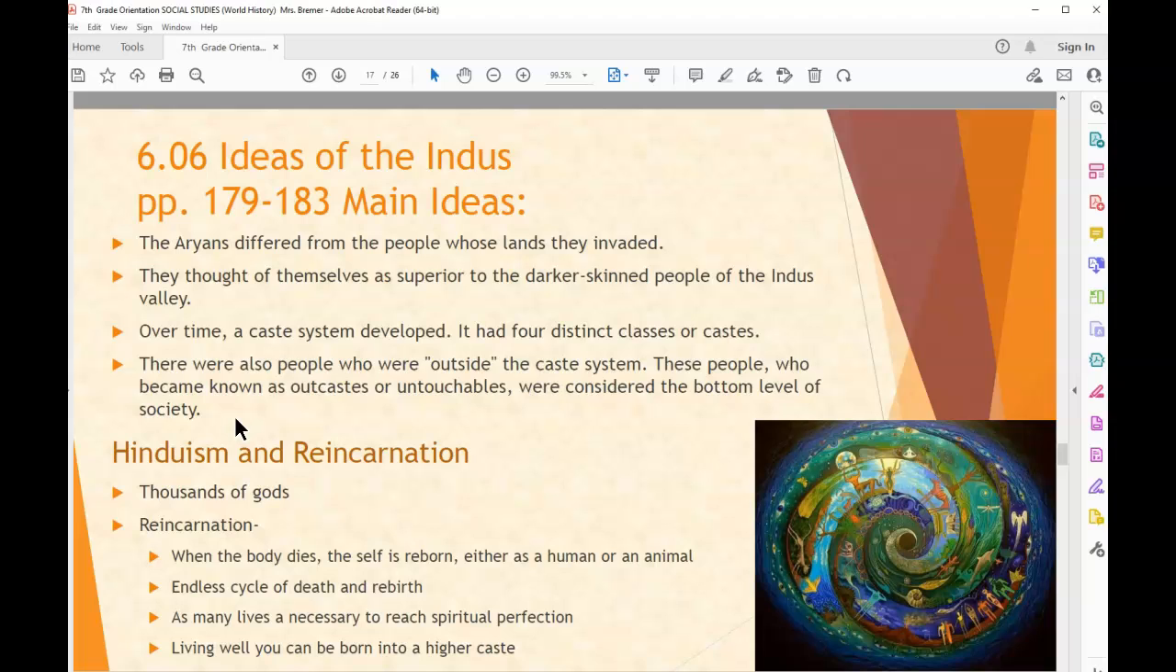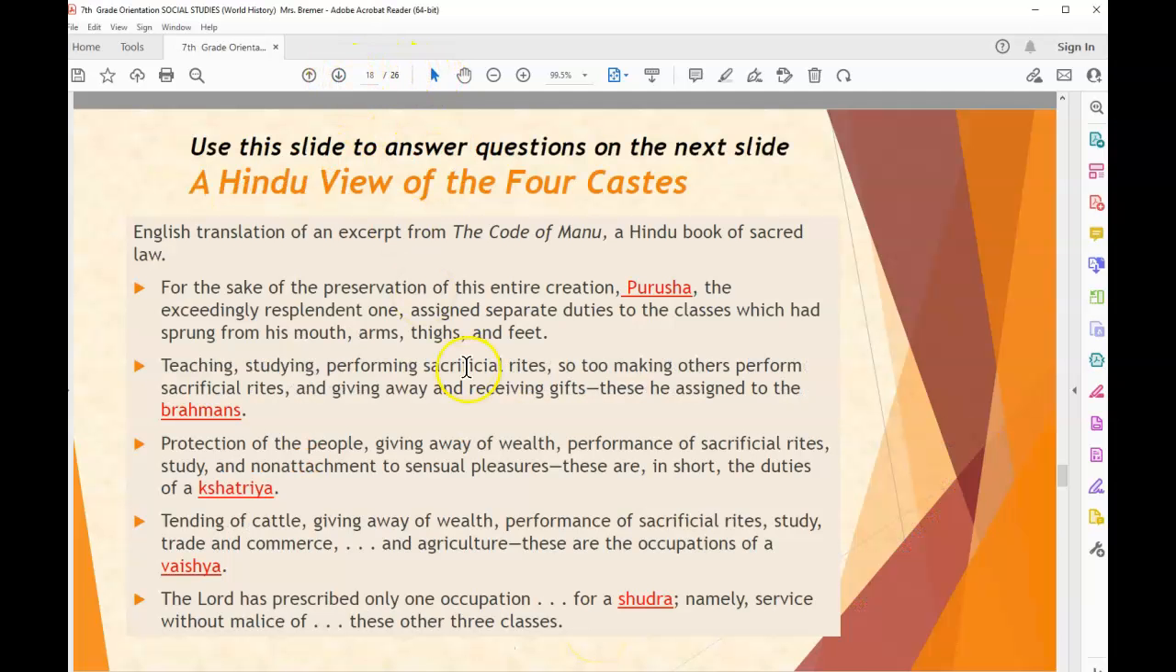And you'll also read about some Hinduism. They thought that there were thousands of gods. They believed in reincarnation. So when the body dies, the self is reborn either as a human or an animal. That's kind of what this picture shows. It's an endless cycle of death and rebirth, and it's as many lives as necessary to reach spiritual perfection. Living well, you can be born into a higher caste. So everybody would try to live the best lives that they could so that they would come back into a higher caste. So this is going to be in the Nearpod.